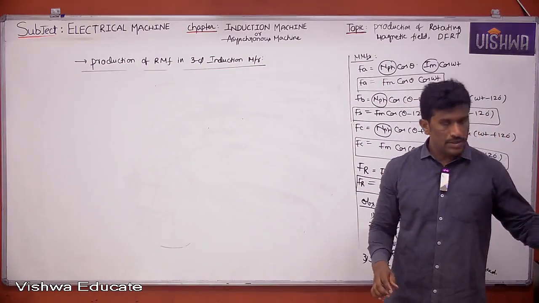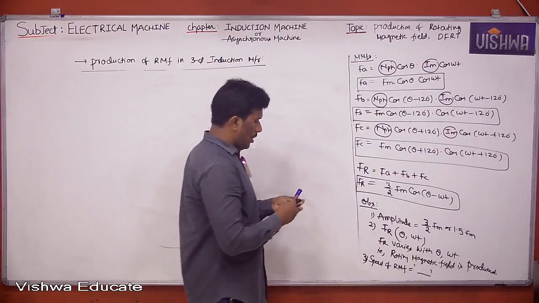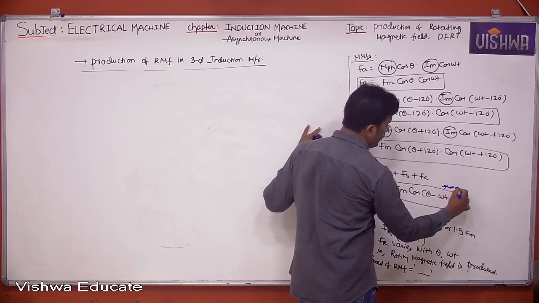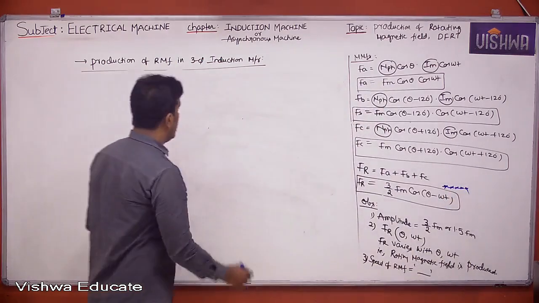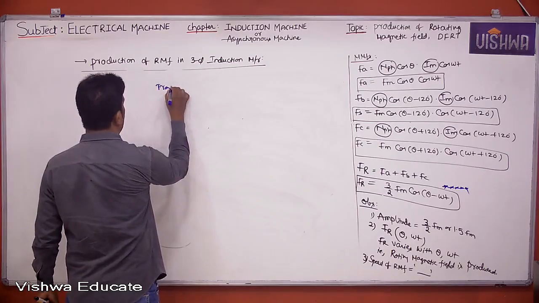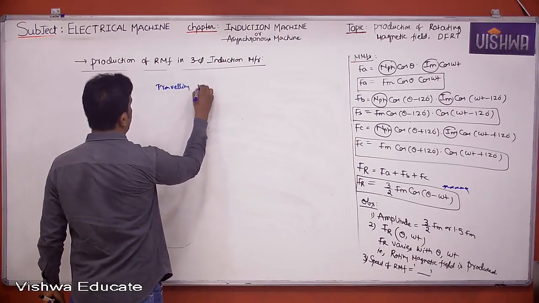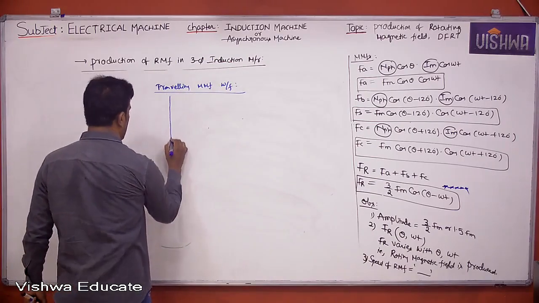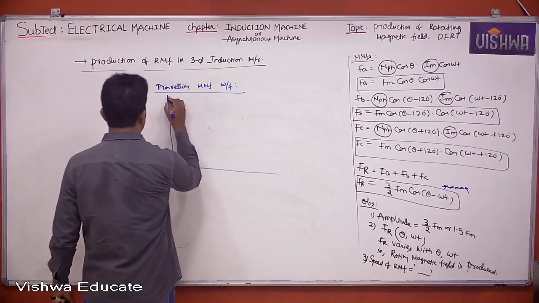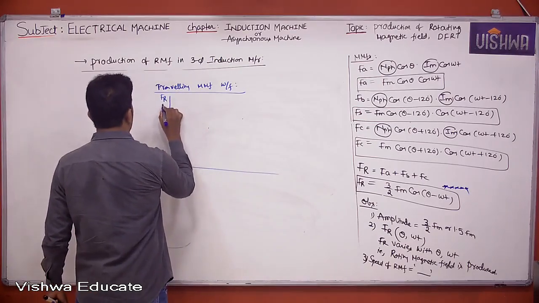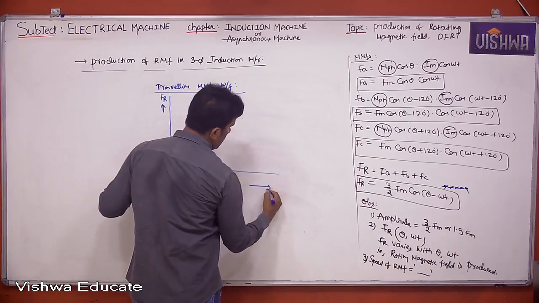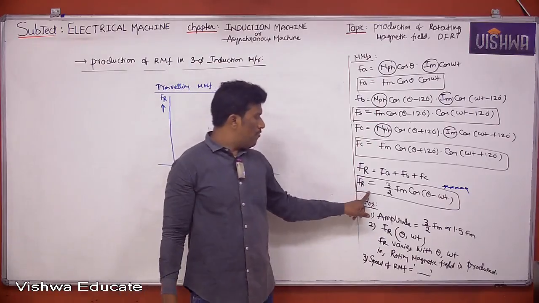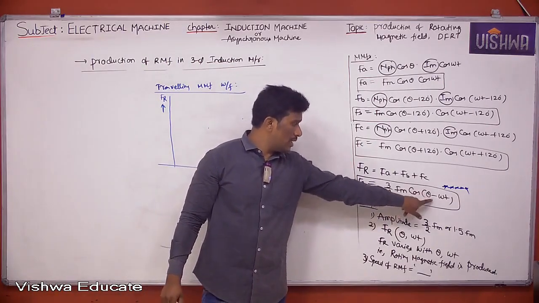Yeah, please try to see here. You got FR equals 3 by 2 FM cos of theta minus omega t. It's a very important equation. So let me draw one traveling MMF waveform. Let me take FR on the y-axis and theta on the x-axis. Please, guys, FR equals 3 by 2 FM cos of theta minus omega t.